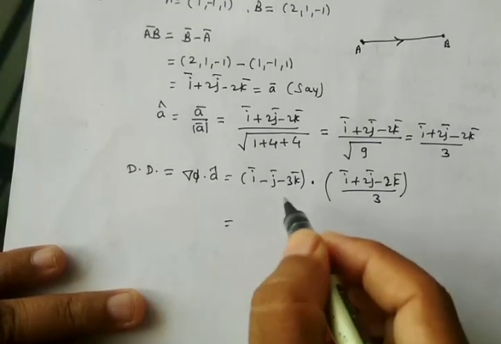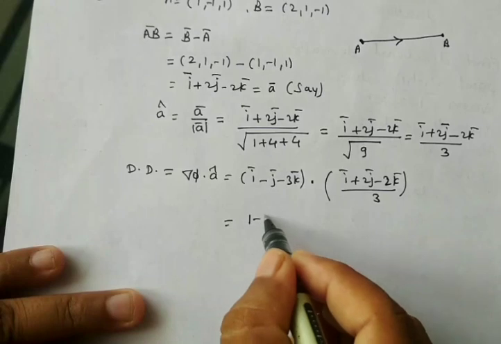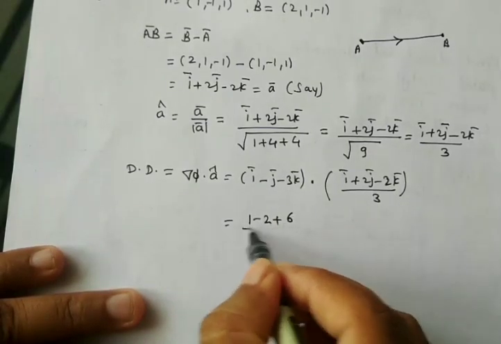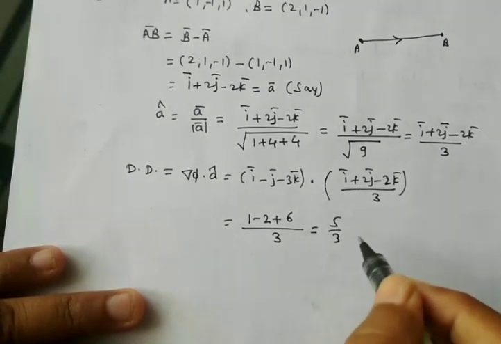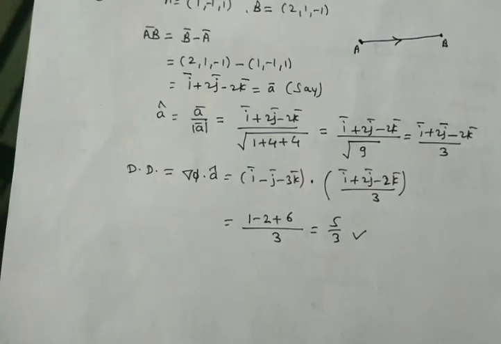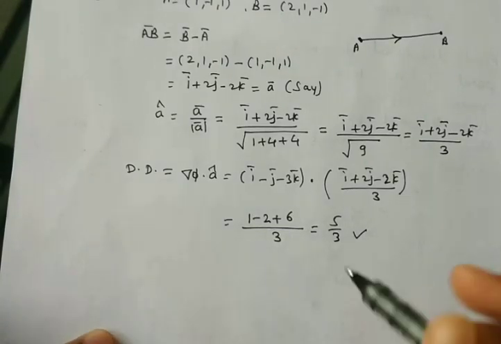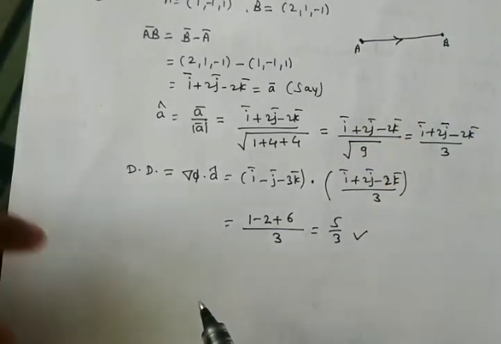Then this is equal to, again, dot product: 1 into 1 is 1, minus 1 into 2 that is minus 2, minus 3 into minus 2 that is plus 6, upon these 3 as it is. It is 5 by 3. That is the final answer for the second sub question, that is the directional derivative along the direction at the point 2, 1, minus 1. That is the final answer.